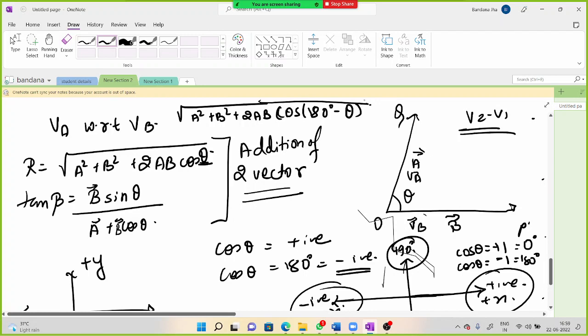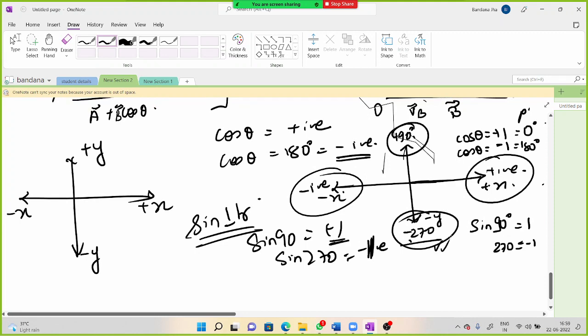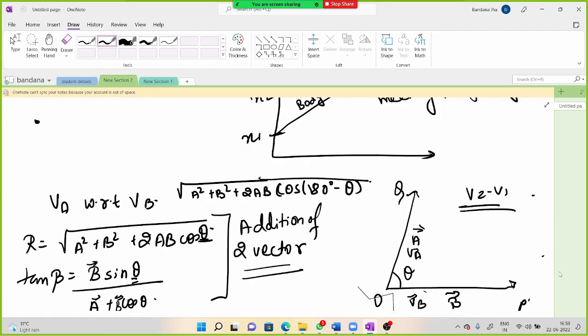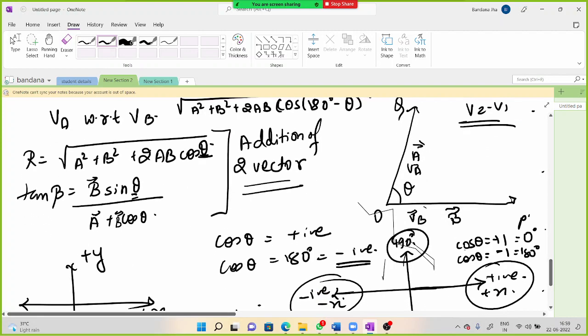Why, ma'am, should we use 180? Because here we are doing subtraction, not addition. Can't we use 270 here? No, why 270? 270 is for sin theta. Oh, okay, ma'am. Here everywhere we are talking about the base.